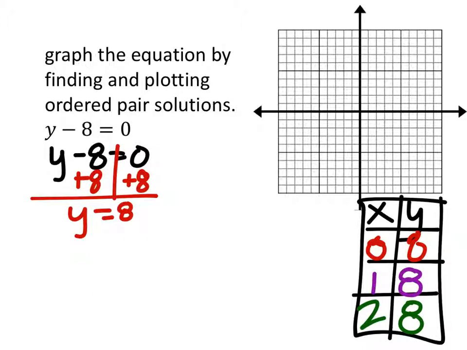So let's just graph these points right here. So I got (0, 8). I've got (1, 8). And I've got (2, 8) right there. This line is horizontal. So we can graph it. That's okay. And this is the graph of that line. Now what we should notice about this line is that it covers all the points where y is 8. In fact, it would, no matter how big we made this graph.